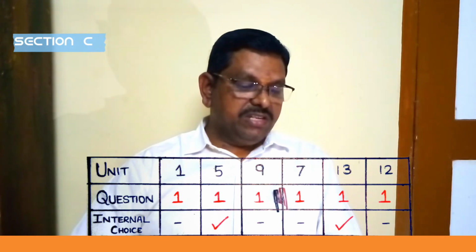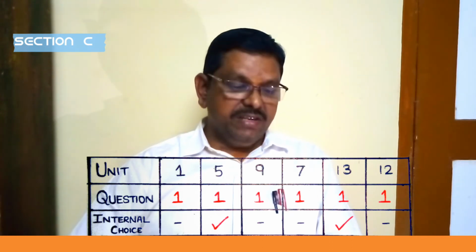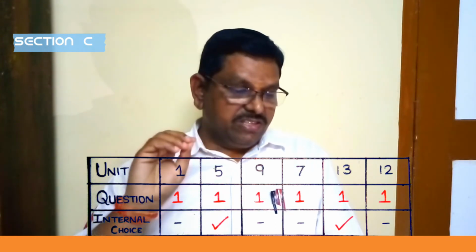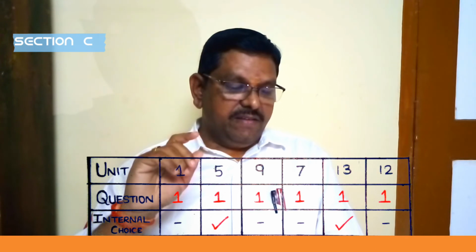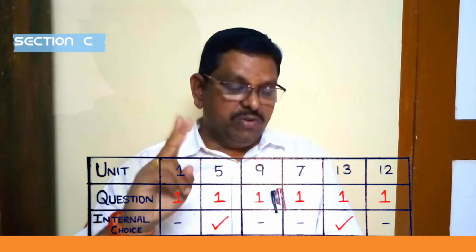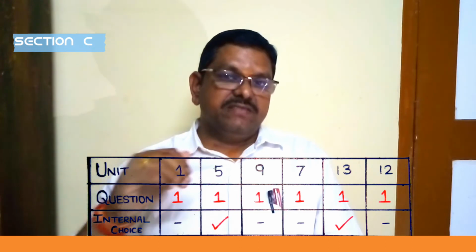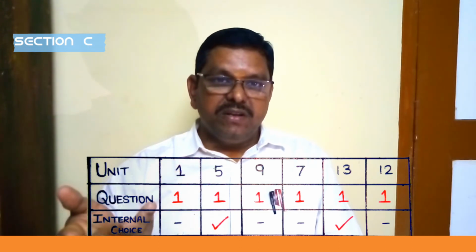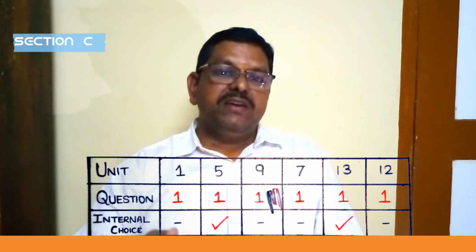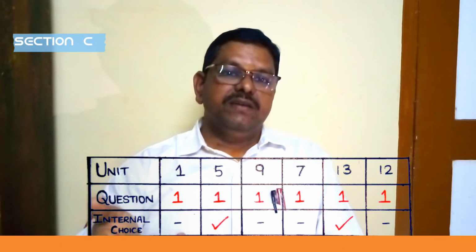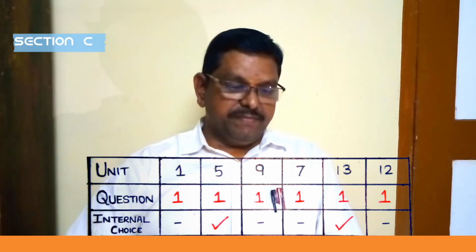There is a possibility of getting unit number 2 also. And second question, it is taken from unit number 5. It's with an internal choice. So in this we can expect two different questions. One, it may be finding of dy by dx, or another one may be verifying of mean value theorem or Rolle's theorem.